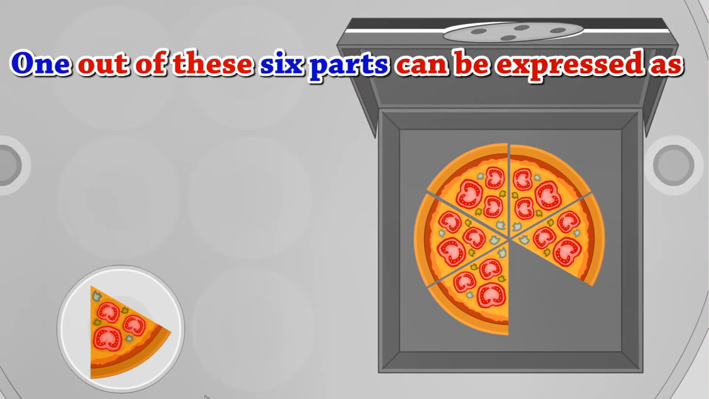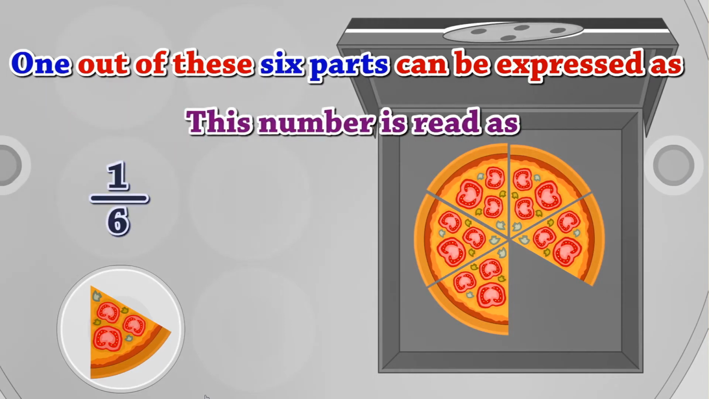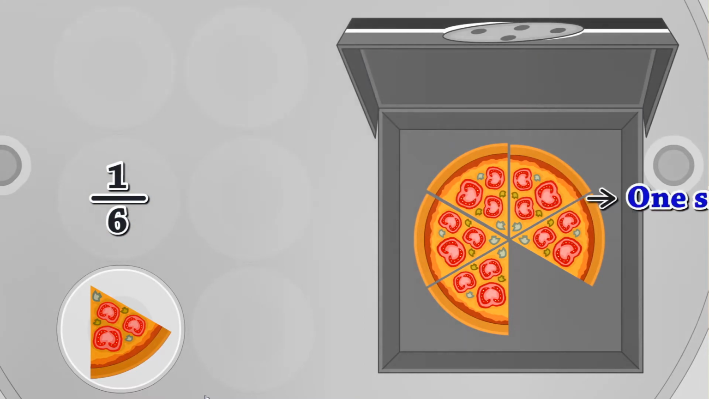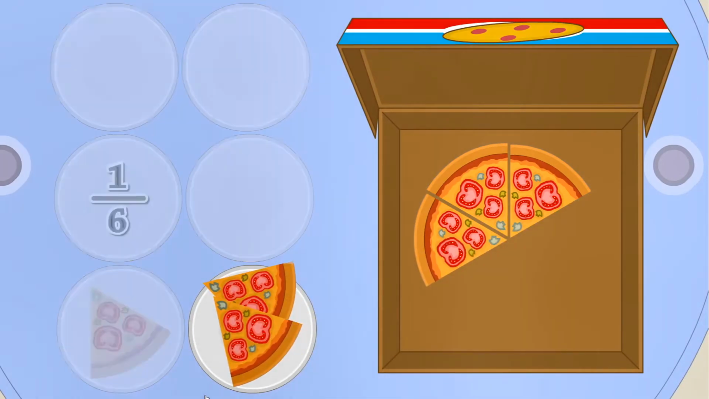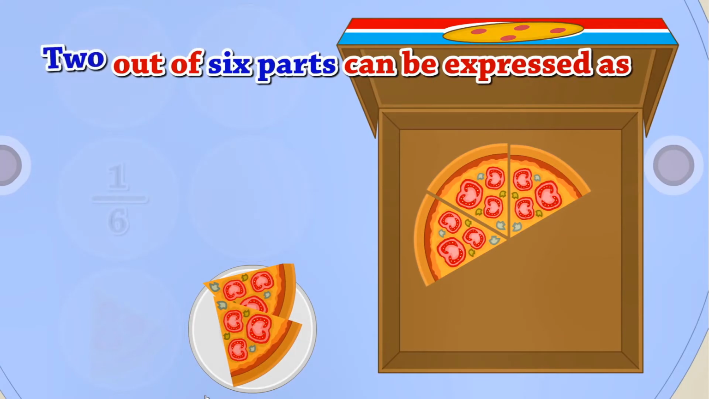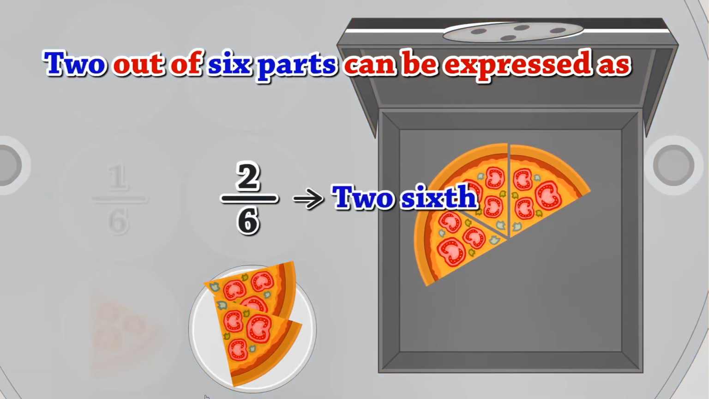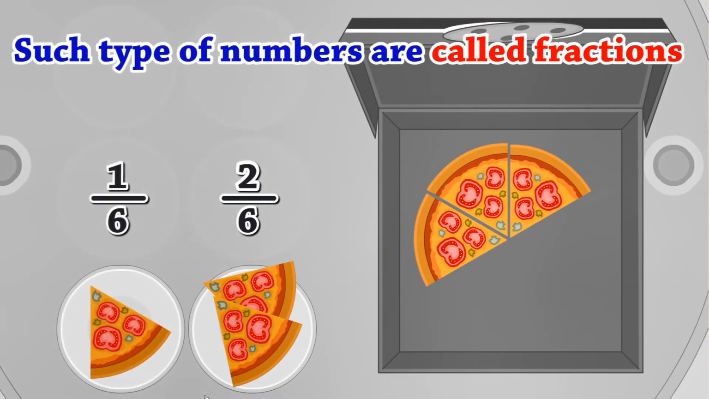We took one out of six parts. One out of six means one in up and six in down. And can read it as 1/6. What if I took two out of six parts? I can write it as 2 in up and 6 in down. Read it 2/6. I have 1/6 and 2/6. This is called fraction.